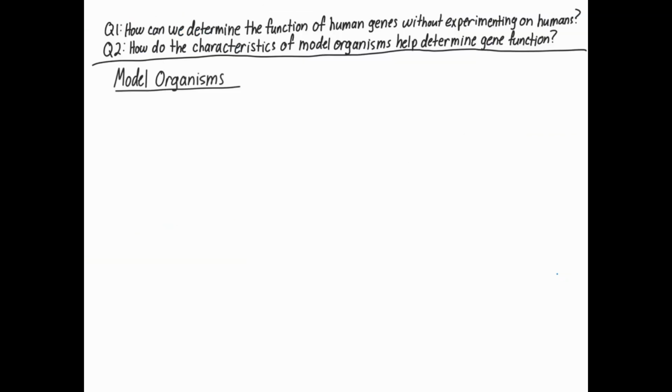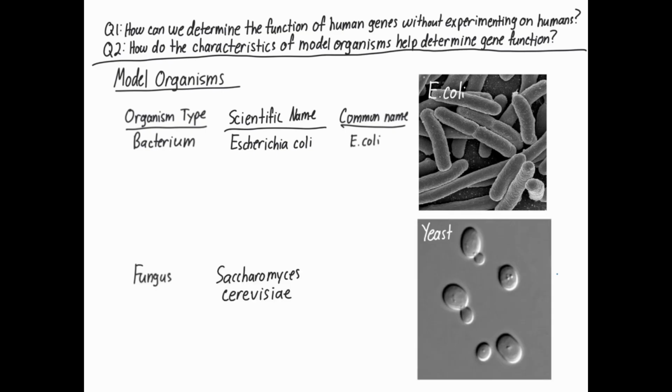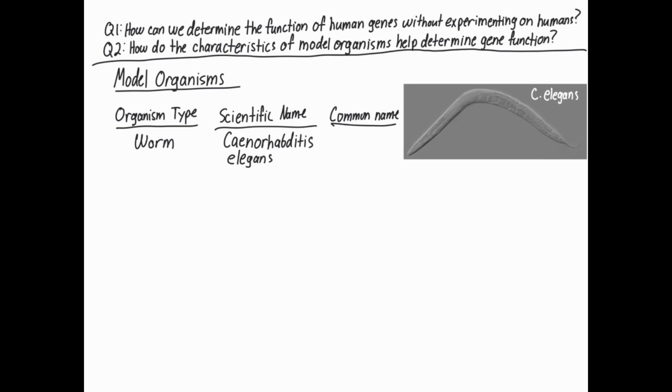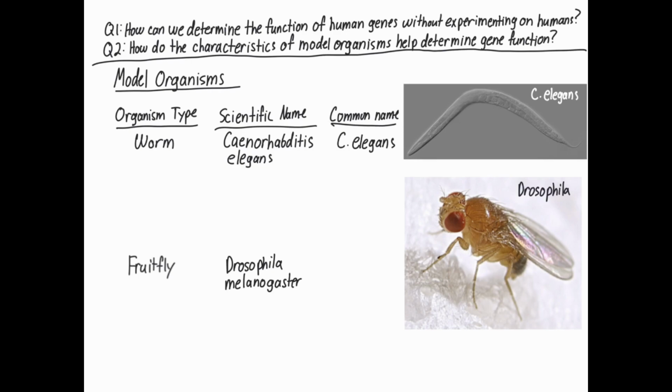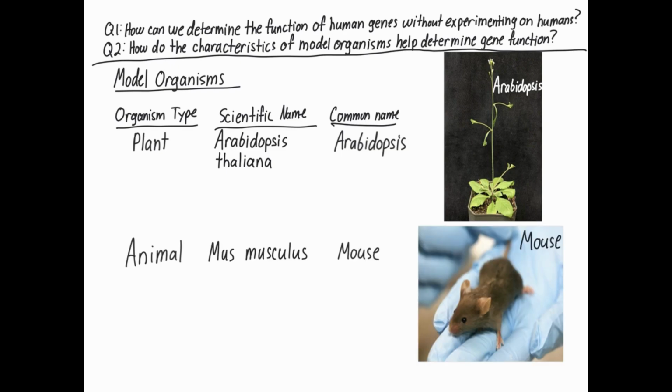6 commonly used model organisms are the bacterium Escherichia coli, or E. coli, the fungus Saccharomyces cerevisiae, or baker's yeast, the tiny worm Caenorhabditis elegans, or C. elegans, the fly Drosophila melanogaster, which is Morgan's fruitfly, which I'll just call Drosophila, the plant Arabidopsis thaliana, or just Arabidopsis, and the animal Mus musculus, or the mouse.